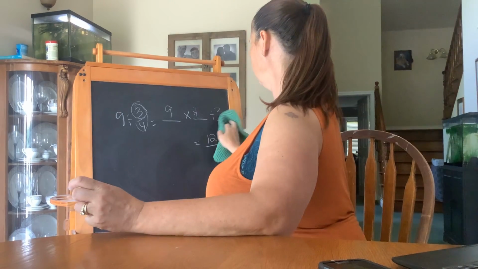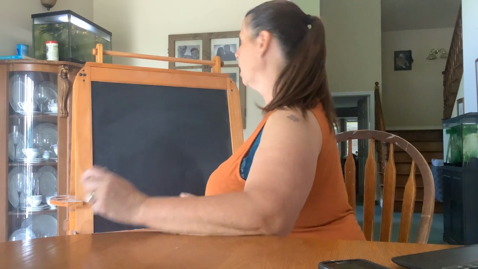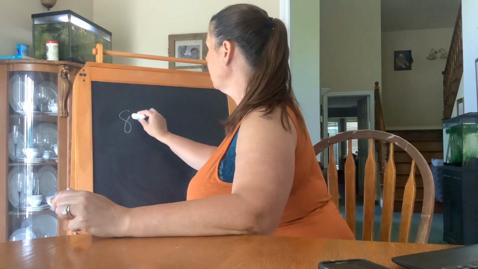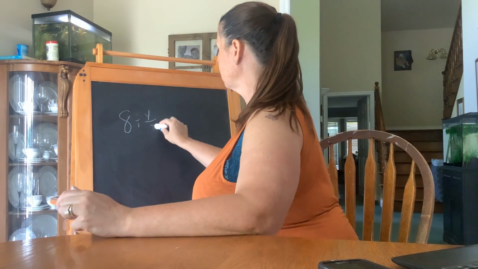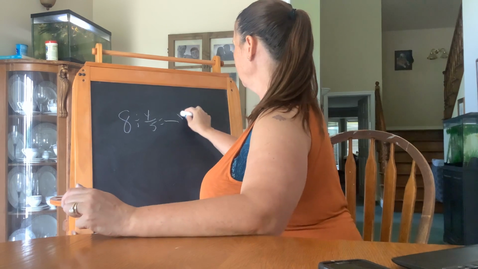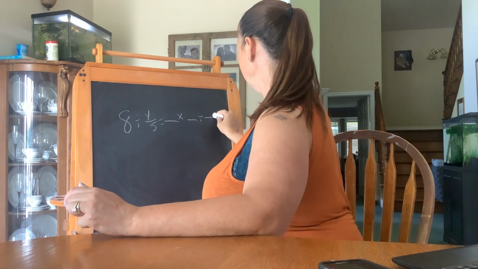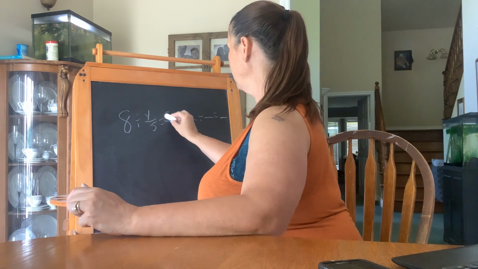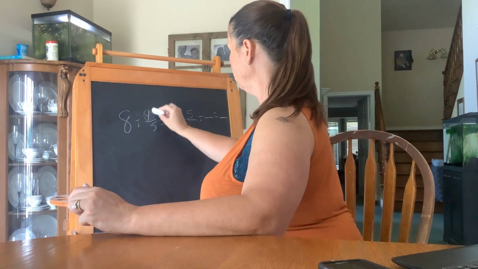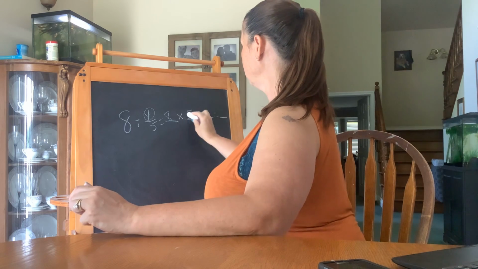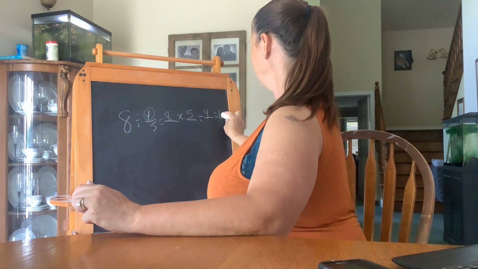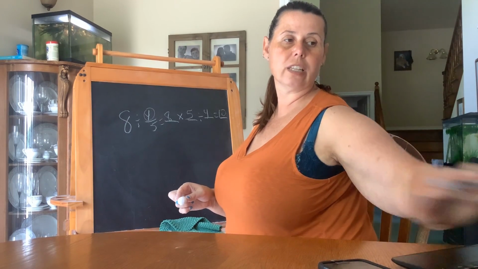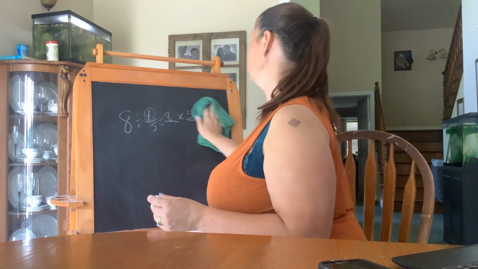I'll do one more with you. Actually, I'll do a couple more, just so you get the hang of it, okay? 8 divided by 4/5 equals blank times blank divided by blank equals blank. Okay, 8 times 5 divided by 4. 8 times 5 is 40, divided by 4 is 10.